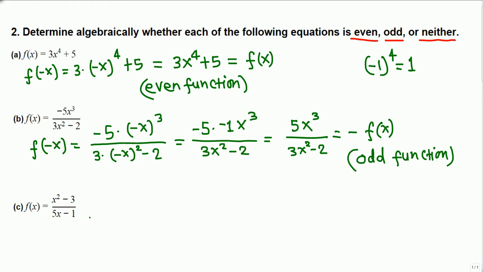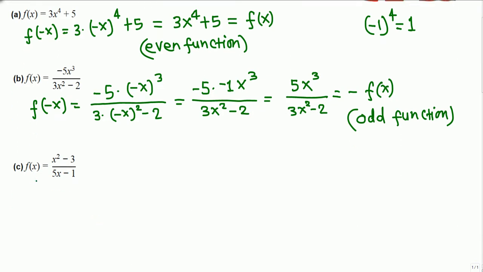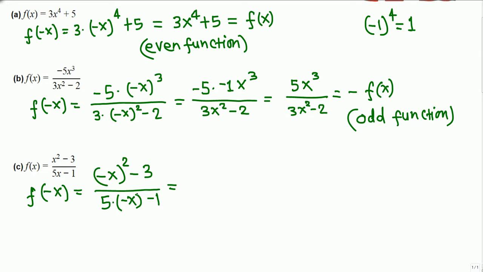And finally, let's try the third example. As usual, we replace x by negative x. So f of negative x equals negative x quantity squared minus 3 over 5 times negative x minus 1. Let's simplify. Negative is squared, negative 1 is squared is positive 1, so just positive x squared minus 3 over 5 times negative 1x, so it's negative 5x minus 1 separate.